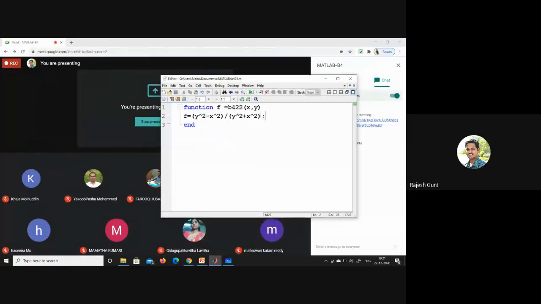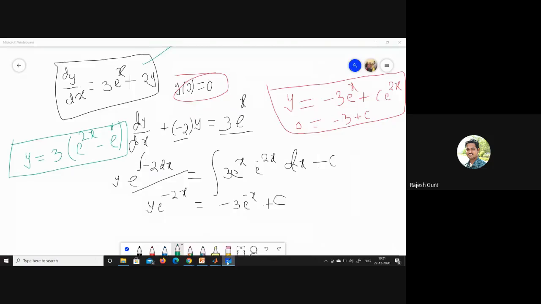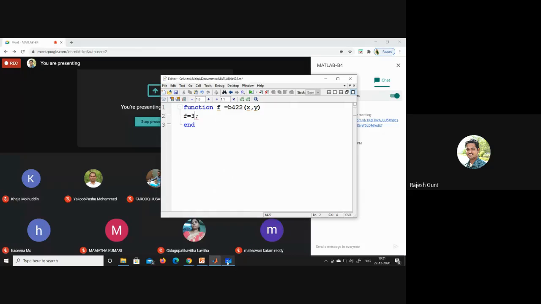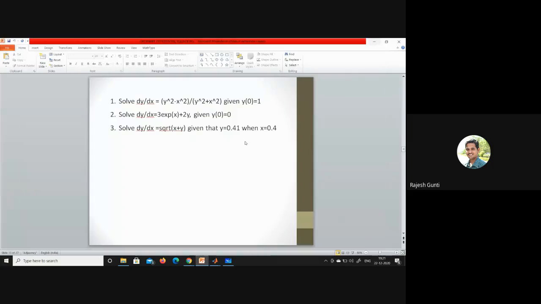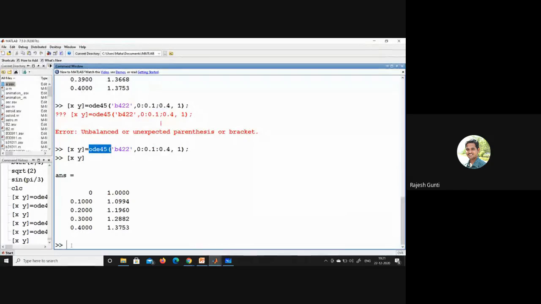My differential equation is this one: 3 star exp of x plus 2 star y. This is my f of x, y. Save, minimize. And remember the initial condition: y of 0 is equal to 0.